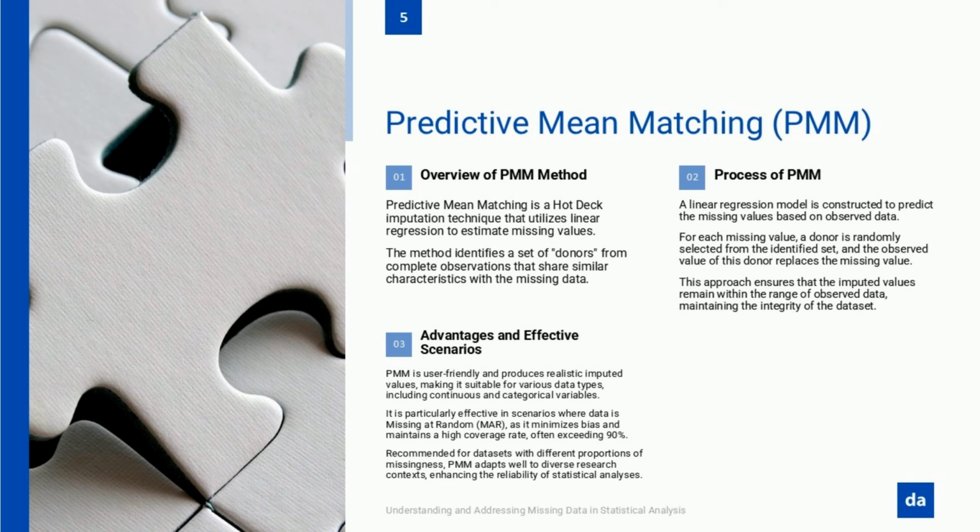PMM groups similar data points and uses real observed values to fill in missing gaps. If a person who did report their spending played the same carnival games and bought the same snacks as our missing data person, PMM will predict their spending by matching them with a real-life example. It's not guessing, it's smart matching.